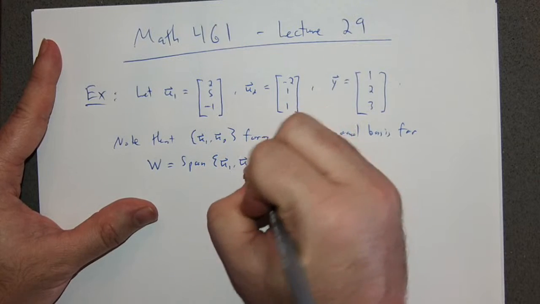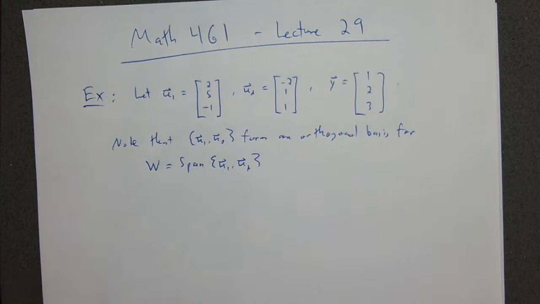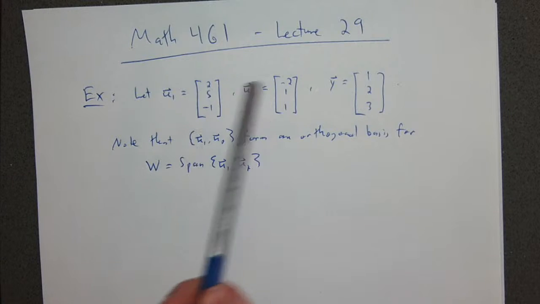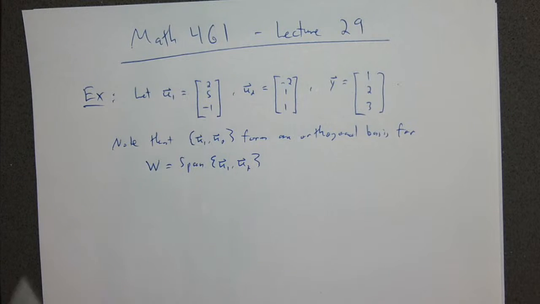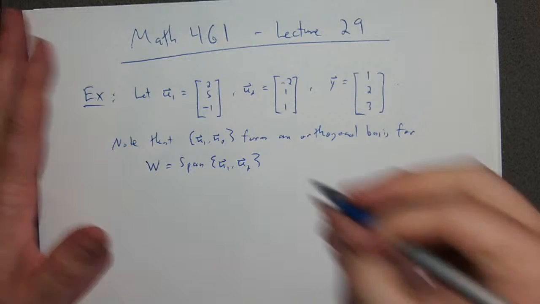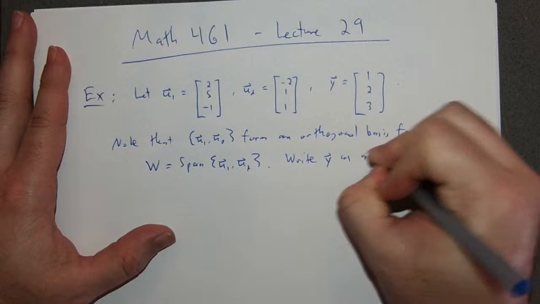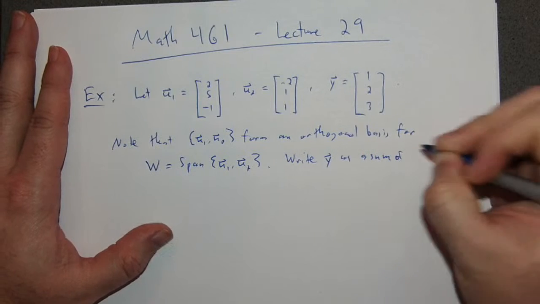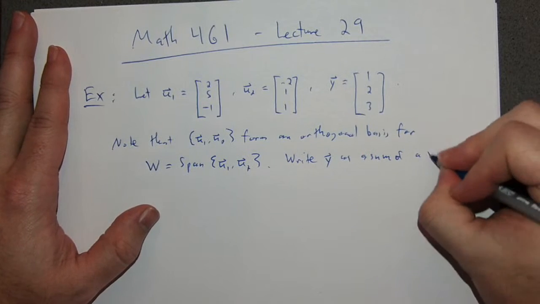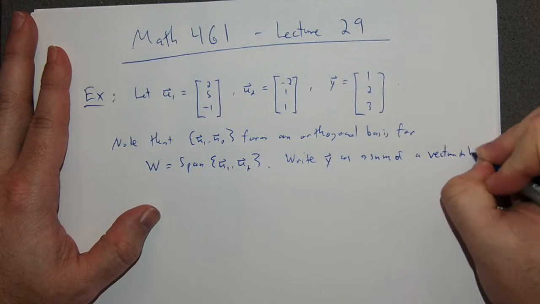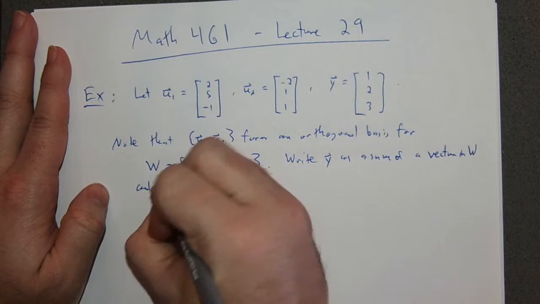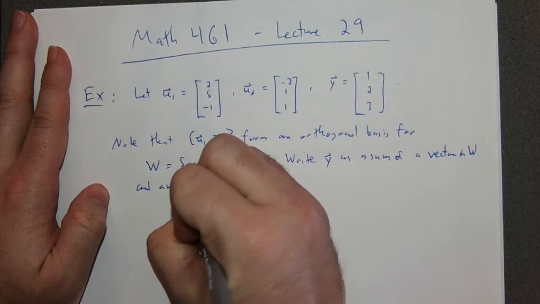Well, when you have two vectors, it's really easy to check that they form an orthogonal basis. Just dot them together, since that's the only distinct pair you can make. 2 times minus 2 plus 5 times 1 plus minus 1 times 1: that's minus 4 plus 5 minus 1, which is 0. So yeah, this is an orthogonal basis for W. So I want to write y as a sum of a vector in W and another vector in W perp.